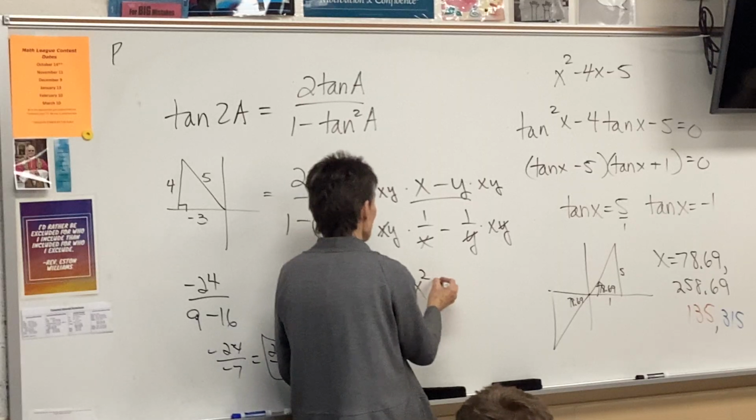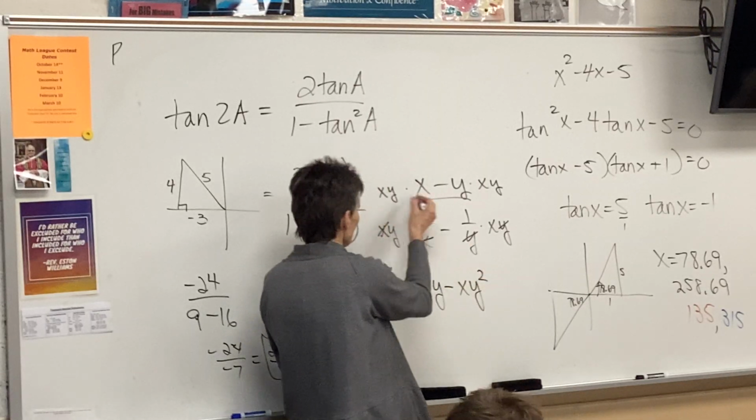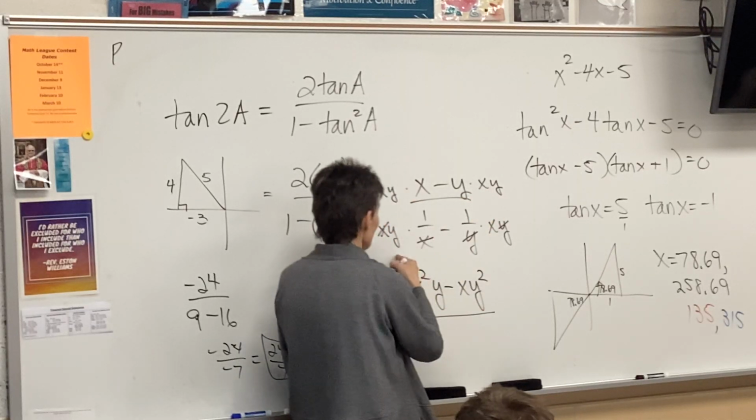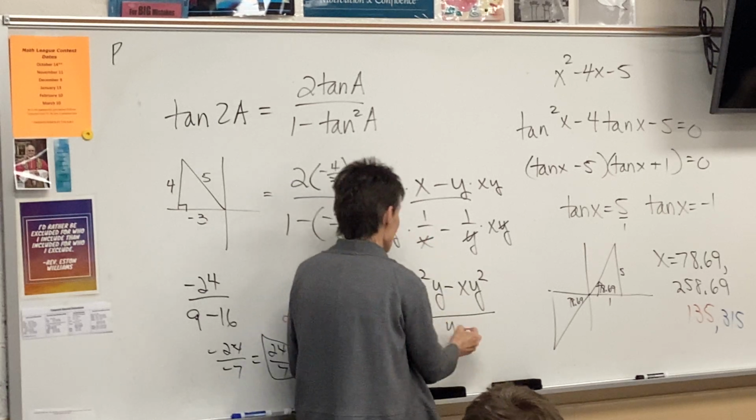So x squared y minus xy squared, multiplying these together, over, oh wait, yeah, it's y minus x.